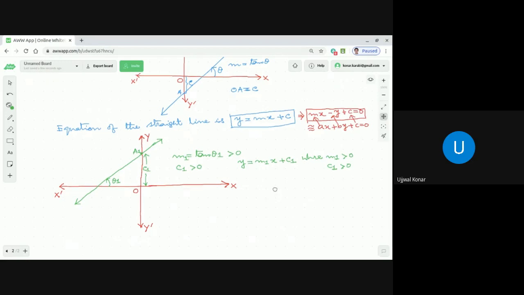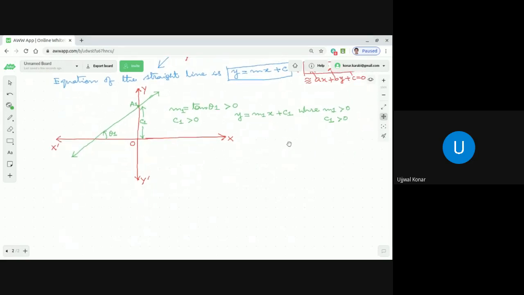Now let's come to the next point. Here we want to take the slope as negative. When the slope has to be negative, dear students, the angle made by the straight line with the positive direction of the x-axis has to be an obtuse angle, because we know the tan of any acute angle is positive. So let's find this one. That is case 1.